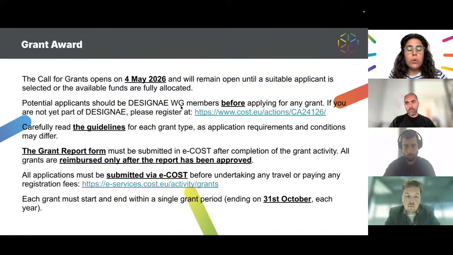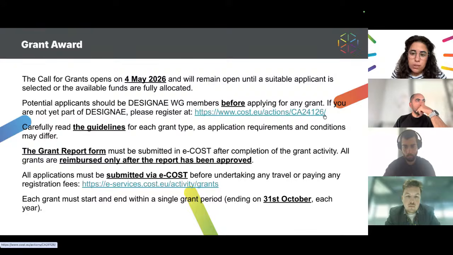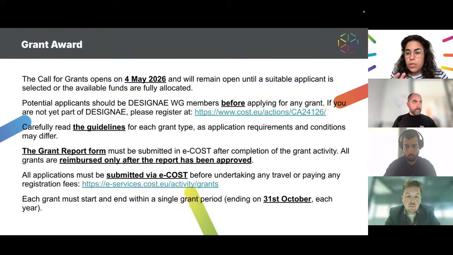Beware also that to apply for grants, you should be part of a work group. If you're not already part of a work group within DESIGNAE, you can register. The registration to be part of this network is always open, and you can apply directly via COST Action CA 24126. This is the link. It's a very straightforward application. You will have to input your online CV and talk a bit about your contribution and interests, but it's very straightforward.